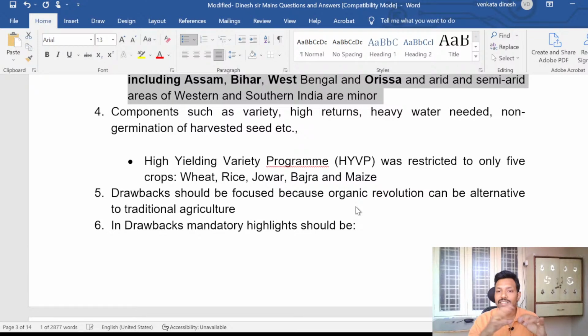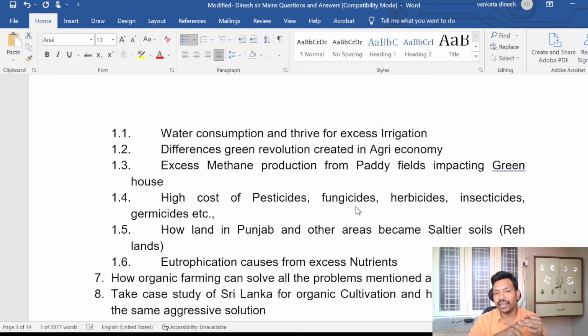In drawbacks, mandatorily highlight the point which I have mentioned: water consumption and thirst for excess irrigation. High yielding variety crops need more water compared to regular crops. Sometimes 1.5, 1.8, 2.5 times more water is needed. So excess irrigation is needed, and for irrigation, land grab would be needed. There are so many disadvantages in terms of excess irrigation: land availability is one thing, water availability is one thing, disputes between states is one thing, and so many other things.